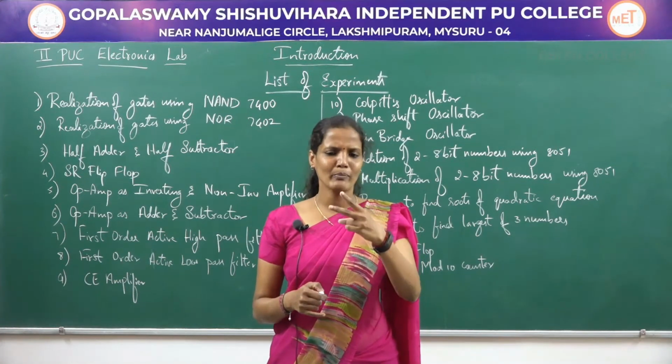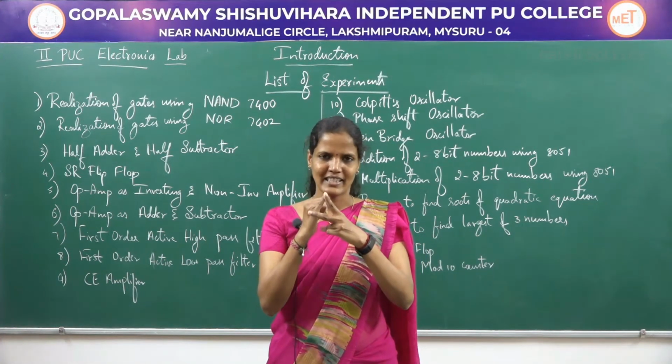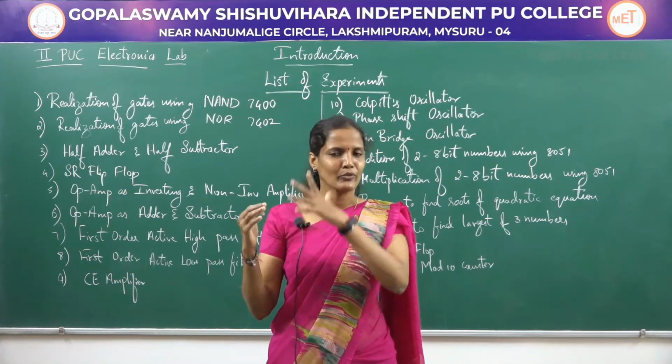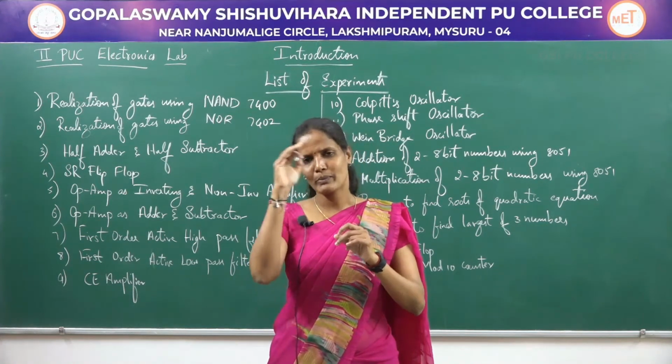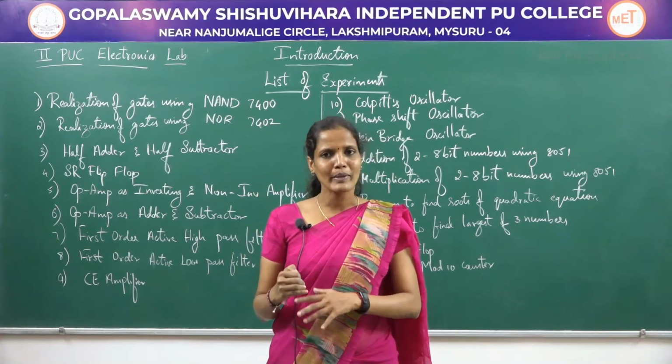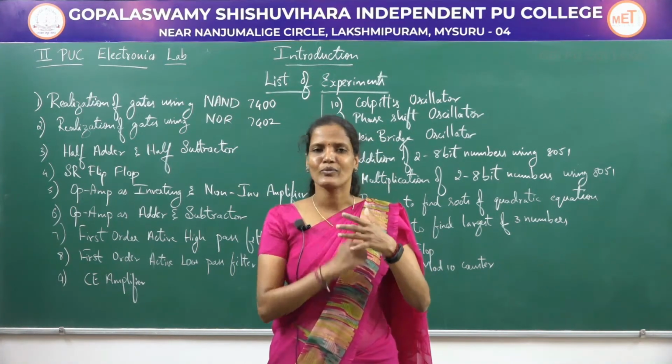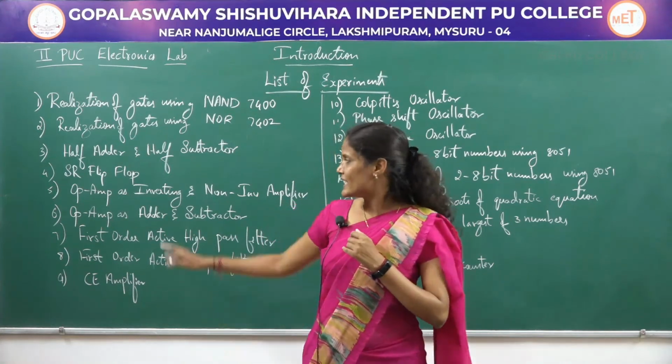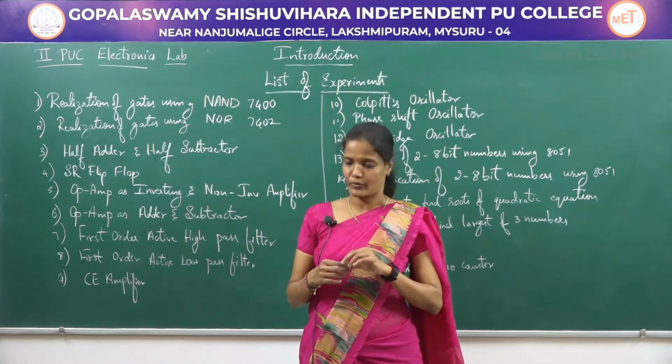Whenever I am giving two inputs, one is set and the other one is reset. For two inputs, I have to get 4 different outputs, that is 2 to the power of 2, which is equal to 4. How those 4 outputs will be got for different combinations of these two inputs will be seen in this experiment, that is SR flip-flop.